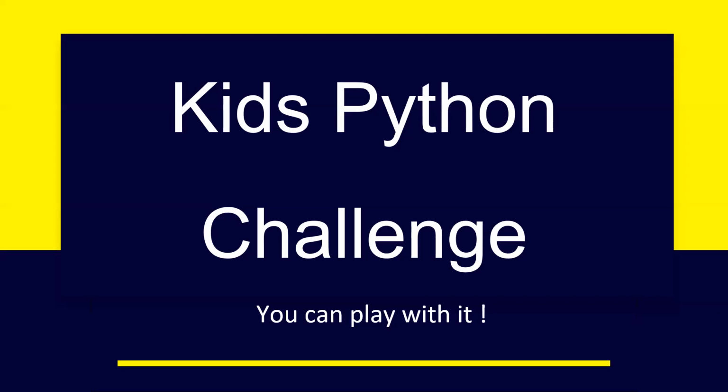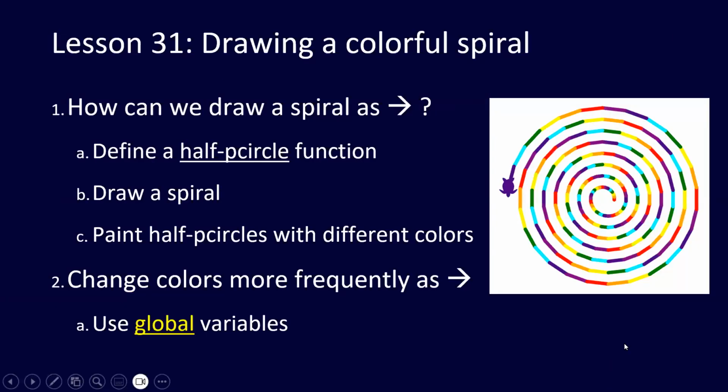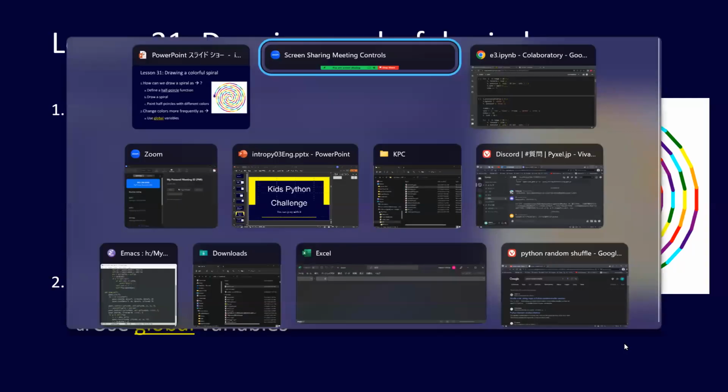Let's continue. So where were we last time? We drew a very colorful spiral using the half p-circles function. And p-circle was made from the polygon function, right? Remember how to do that? There was no homework, so let's quickly check the code.